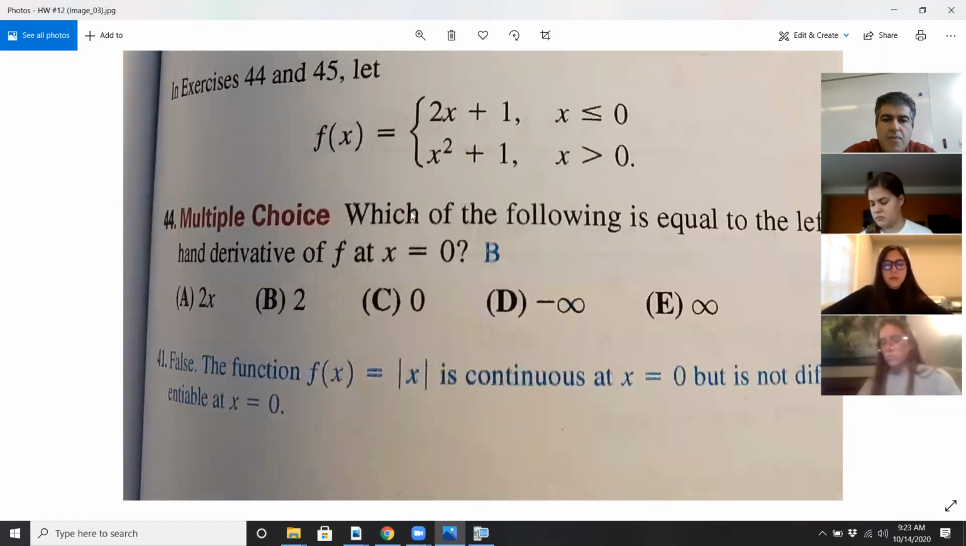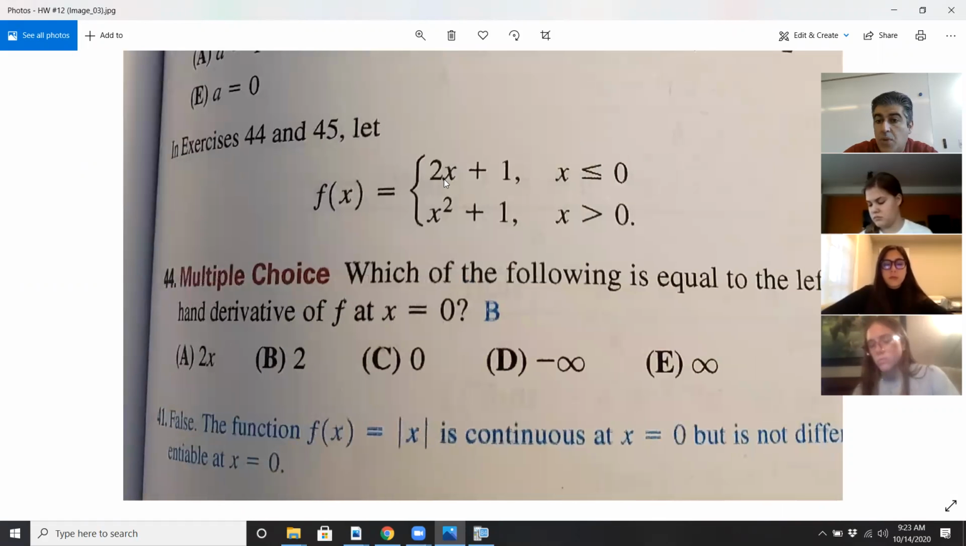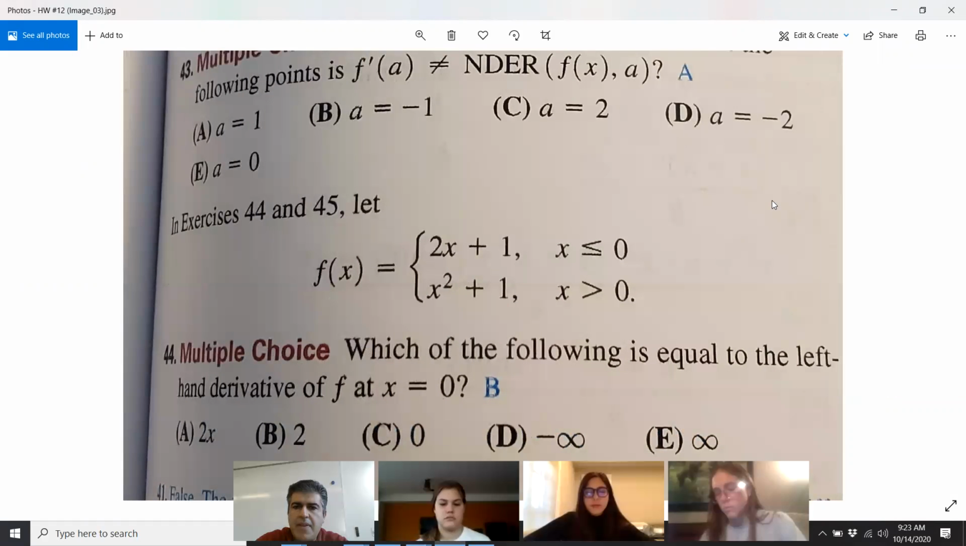And more of the same stuff. If you want the left-hand derivative, which one's equal to the left-hand derivative of f? Obviously, that's just 2, it's a linear function. And the other one's going to be 2x for the right-hand derivative, but you plug in 0, and then you'll get 0 at that point. I think that was what was being asked for that one there.